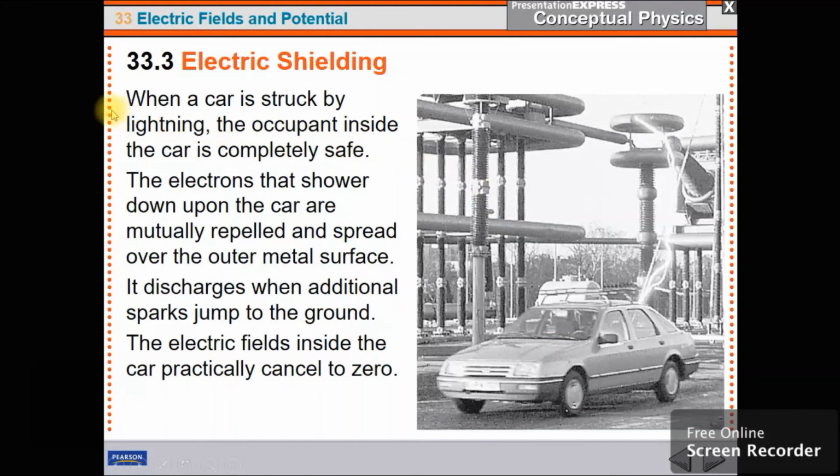So let me read this text. When a car is struck by lightning, the occupant inside the car is completely safe. The electrons that shower down upon the car are mutually repelled, so they spread out over the metal surface of the whole car. And then eventually it gets to the bottom and discharges when a second spark jumps to the ground. So we've got the spark from here to the car, and then in the back it's going from the metal car to the ground. The electric fields inside the car practically cancel to zero. So if you're in a car that gets hit by lightning, you're never going to be hurt. That is completely true.